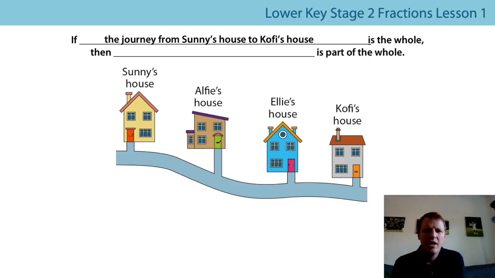I wonder, as an extra challenge, can anyone work out how many different parts they think there are within this whole? Now, you might have started each time with Sunny's house. You could have gone within. A part for this would have been from Alfie's house to Ellie's house. It could have been from Ellie's house to Kofi's house. There are lots of different answers.